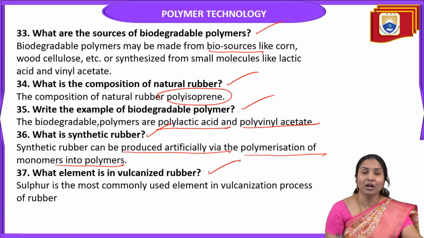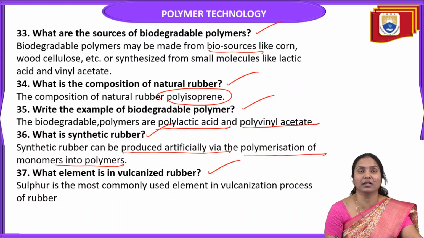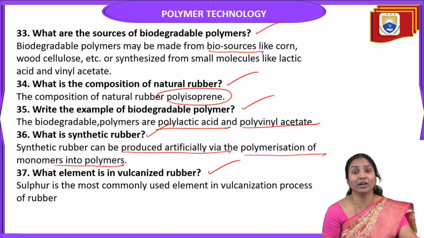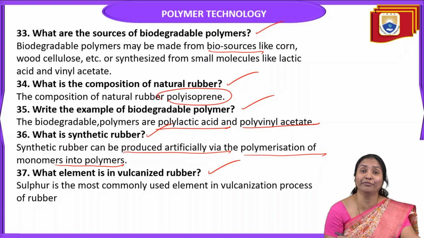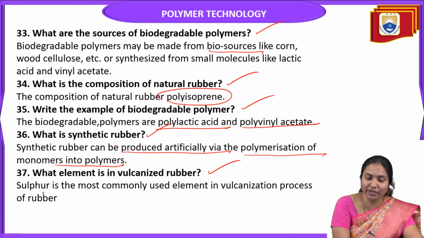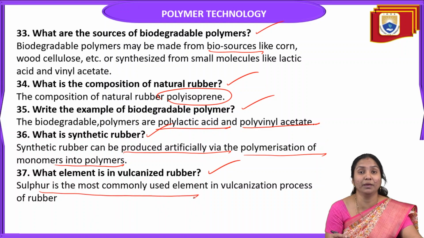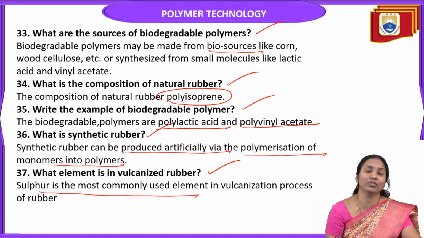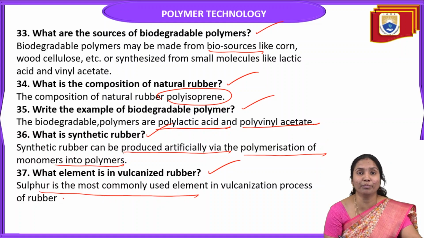And next question is, what element is used in vulcanized rubber? So already we know that for vulcanization we use sulfur. So natural rubber is heated with sulfur at 100 to 140 degrees centigrade. In this case, sulfur combines with double bonds of the rubber chains. So this process is called vulcanization. So sulfur is the most commonly used element in the vulcanization process of rubber. This process is mainly used to improve the properties of natural rubber.